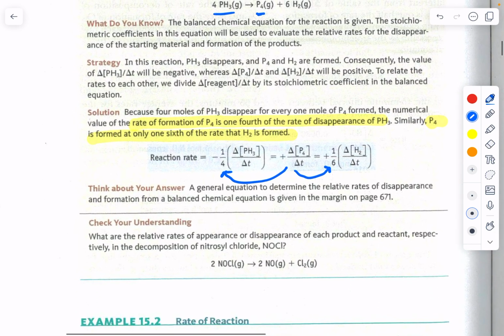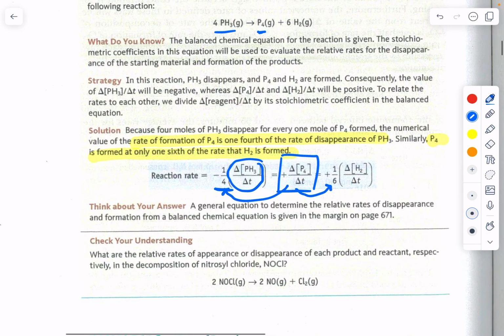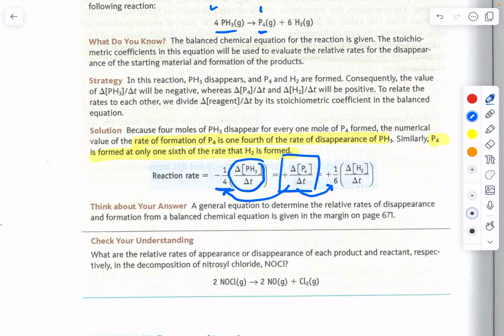And if we knew the rate of decomposition of my phosphane right here, the rate of the formation of phosphorus would be 1/4 as much, because you can see from the stoichiometry it's a 1:4 ratio. And you can also see that the formation of phosphorus would be 1/6 the speed of the formation of hydrogen, because we have a 1:6 ratio of products.